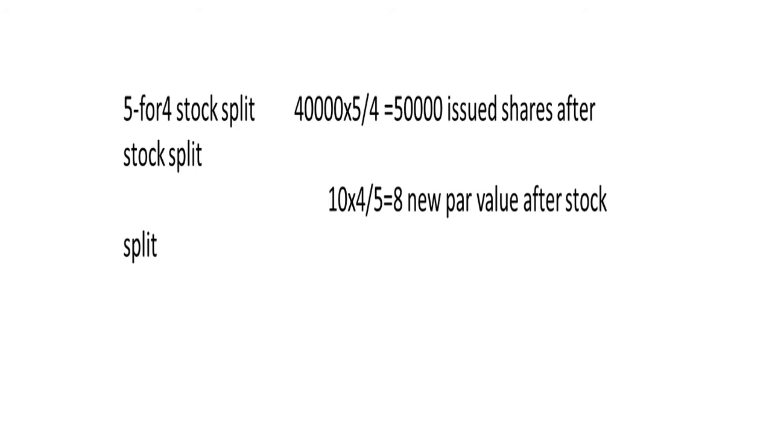The par value was 10 from the given owner's equity, and we multiply the par value by 4/5. As I said, the reciprocal of the stock split. The stock split says 5/4. You multiply the number of issued shares by 5/4, while you multiply the par value by 4/5. So the par value is 8. So 8 LE is the new par value after the stock split.